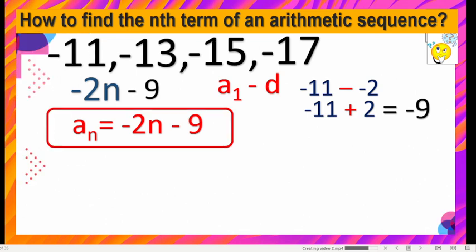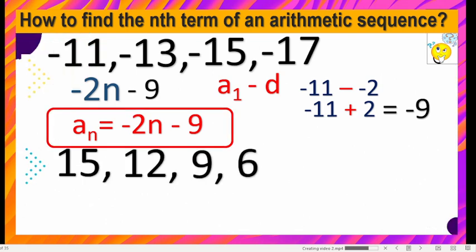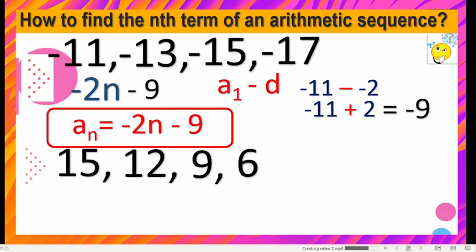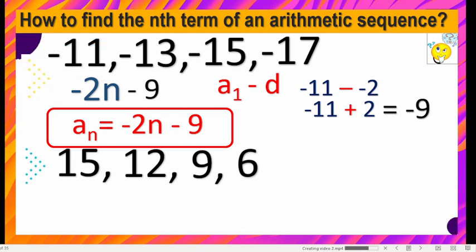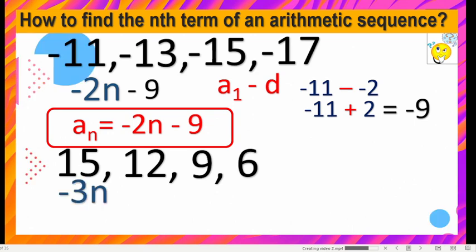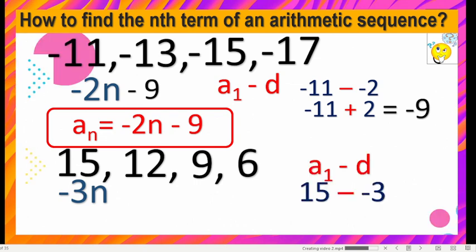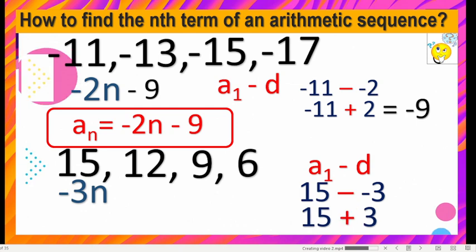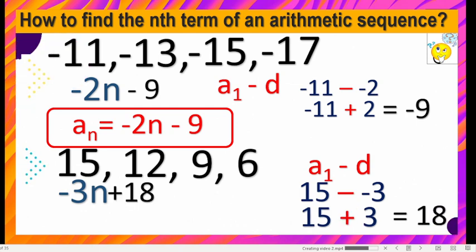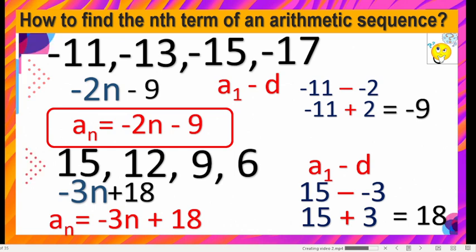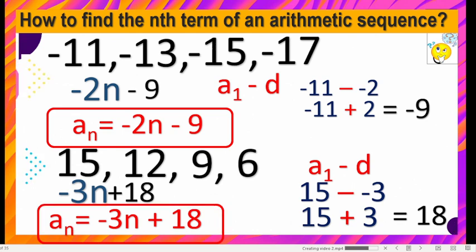Let's take another example. What do you observe in this example? Good. This example is decreasing. Hence, the common difference is negative 3. Then just put letter n beside negative 3, so we have negative 3n. Now, a sub 1 minus d is 15 minus negative 3. Again, proceed to addition. So, the answer is positive 18. Therefore, the nth term of this sequence is a sub n equals negative 3n plus 18.